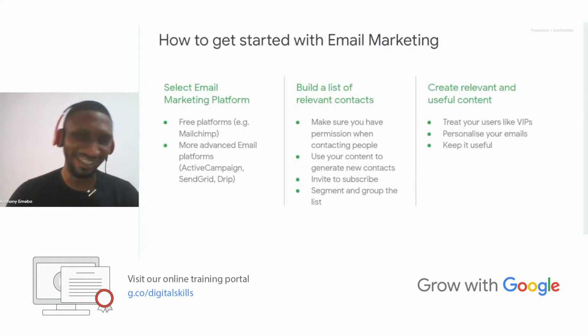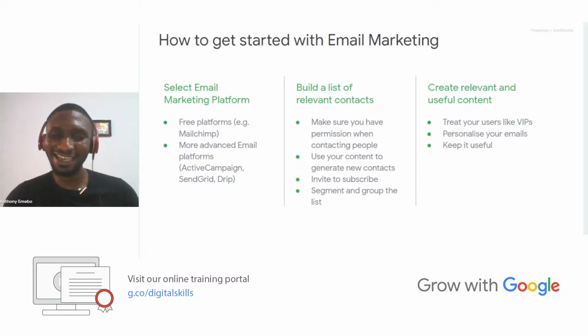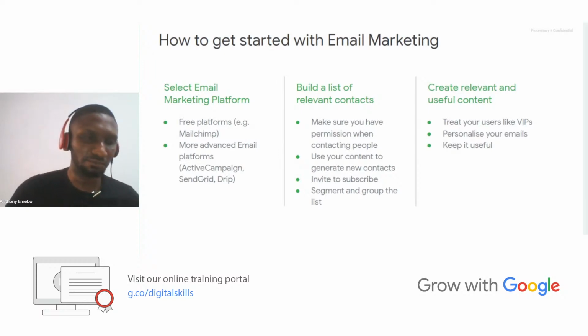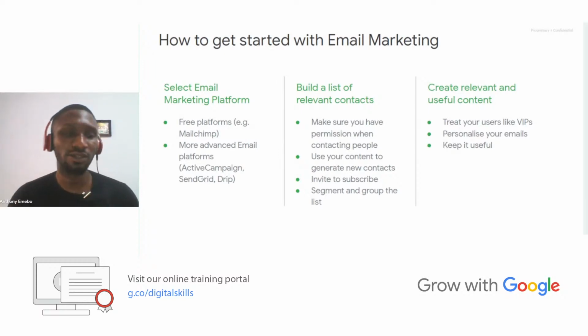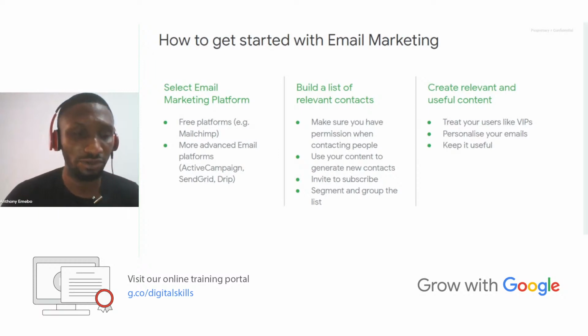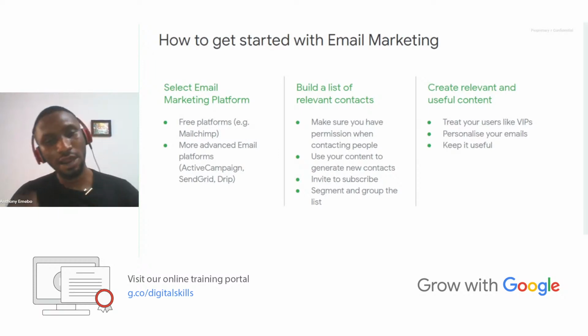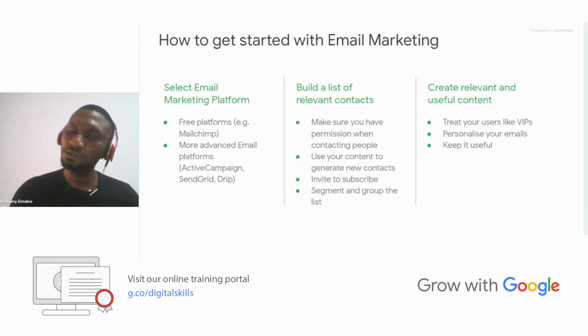So how do you get started with email marketing? You need to start by selecting an email marketing platform, of course. MailChimp is a very easy platform, and that's what I actually got started with. There are more advanced platforms like SendGrid and ActiveCampaign, but MailChimp, I really advise you get on with that. And remember the story I just told now.